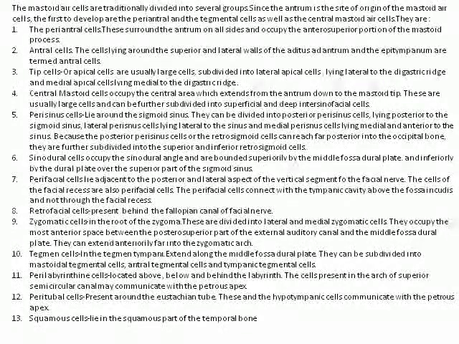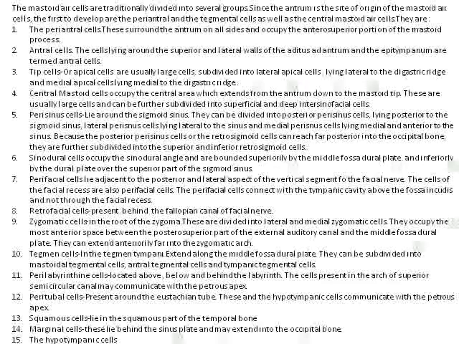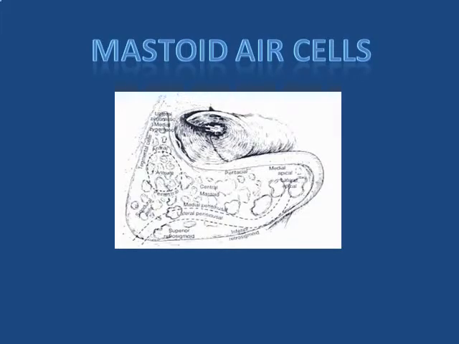We may also include the marginal cells which lie behind the sinus plate and may extend into the occipital bone, and the hypotympanic cells located in the inferior part of the tympanum. The 15 cells of the mastoid air cell complex. And these are the locations of the various mastoid air cells.